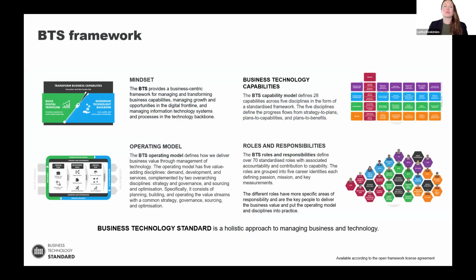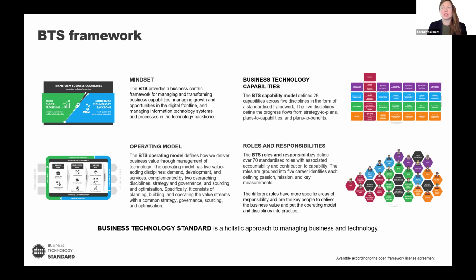And then a bit about what the business technology standard framework consists of. So we have these 4 fundamental pictures. If we start at the upper left-hand corner, we have the mindset model. There is the digital frontline, technology backbone, and then the transformation of business capabilities. So it is really a mindset of understanding these 3 dimensions related to business technology.